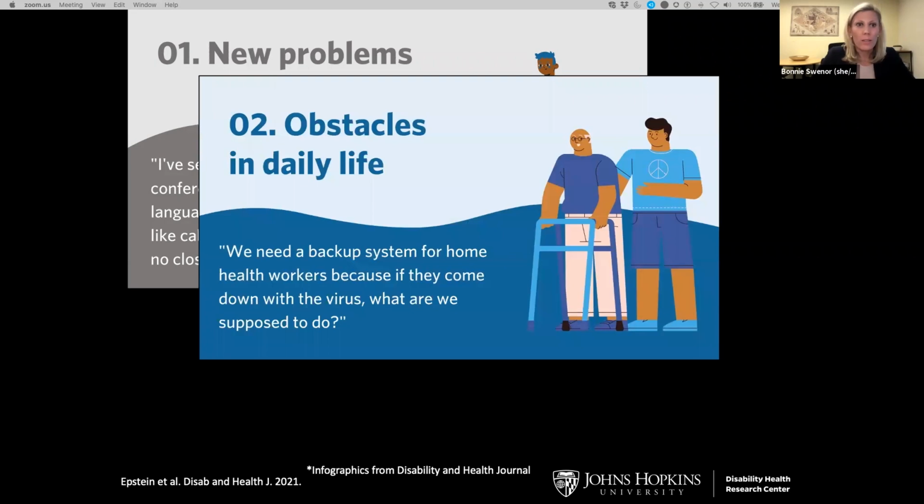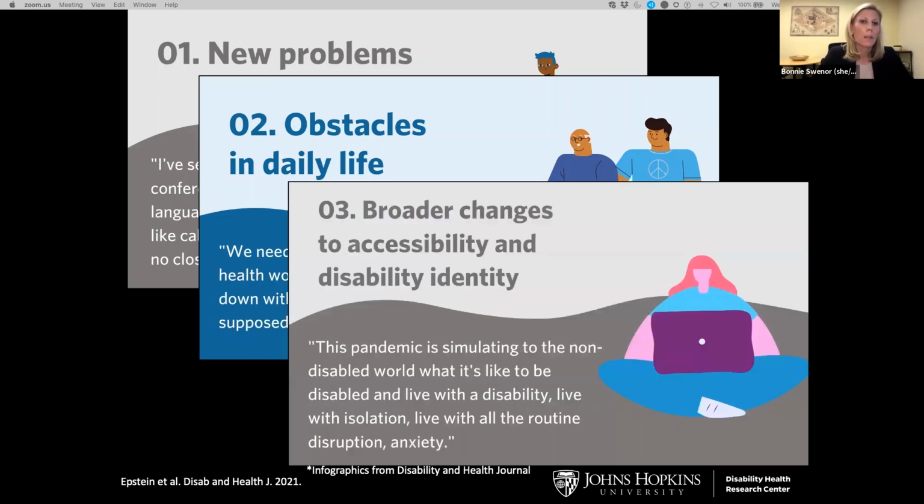There were also themes around obstacles in daily life. This quote says, we need a backup system for home health workers, because if they come down with the virus, what are we supposed to do? I think what this quote underscores is the types of concerns and the differential impact of COVID-19 for people with disabilities. The third theme was that there were broader changes to accessibility and disability identity occurring right now. The pandemic is simulating to the non-disabled world what it's like to live with a disability, live with isolation, live with all the routine disruption and anxiety.